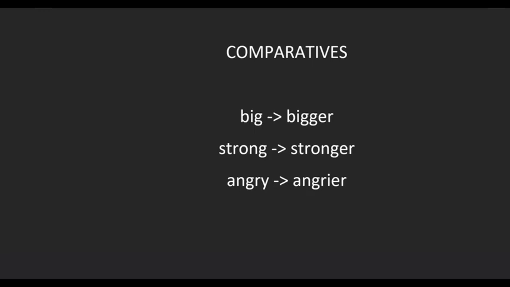Okay, let's compare two sets of words here. On the left, we have the words big, strong, and angry, which are descriptive words. They're used to describe something. So we could say big boy, strong gorilla, or angry mom.